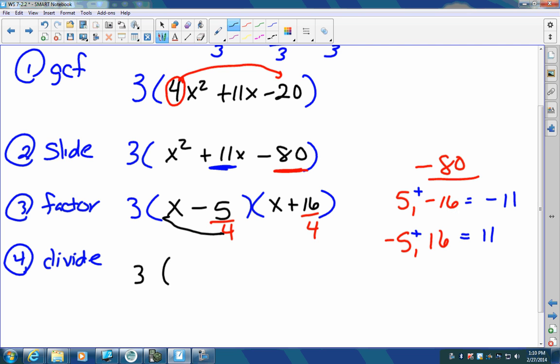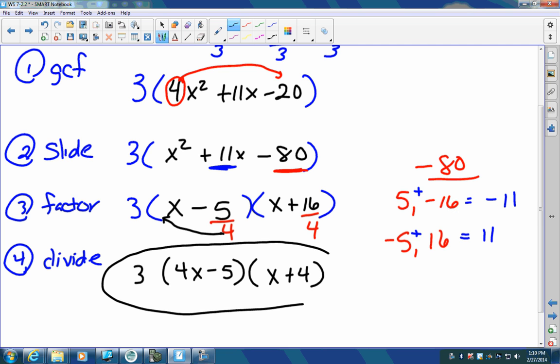So I'm going to put the 4 in front of the x. So I have 4x minus 5. Now the next one, 16 divided by 4. What's that? Does that work out evenly? Yeah. So it's just going to be x plus 4.